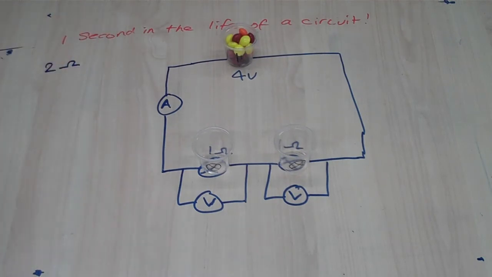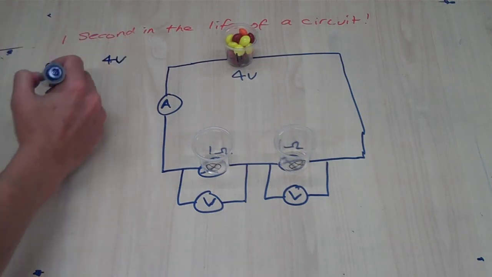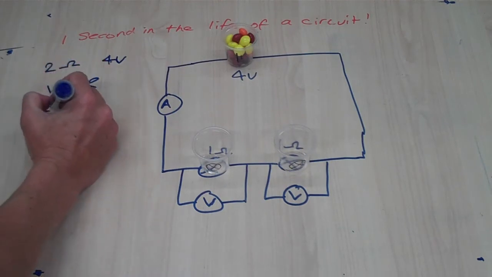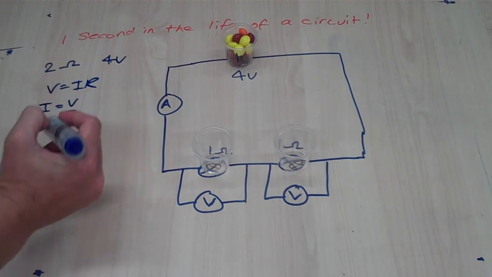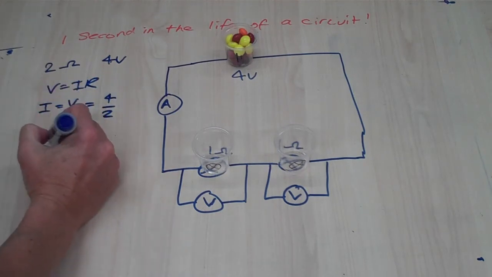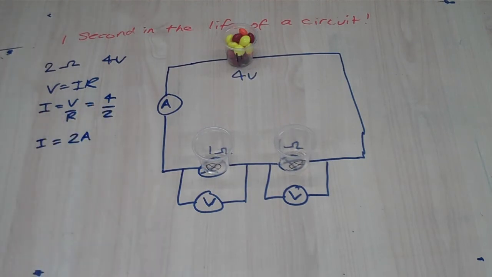We can see our battery is 4 volts. So using Ohm's law, we can find the current. So rearranging, I, the current, equals voltage divided by resistance. So 4 divided by 2. There's a current of 2 amps.